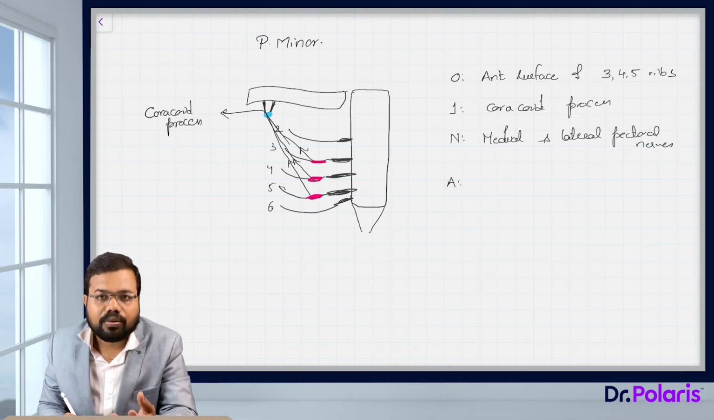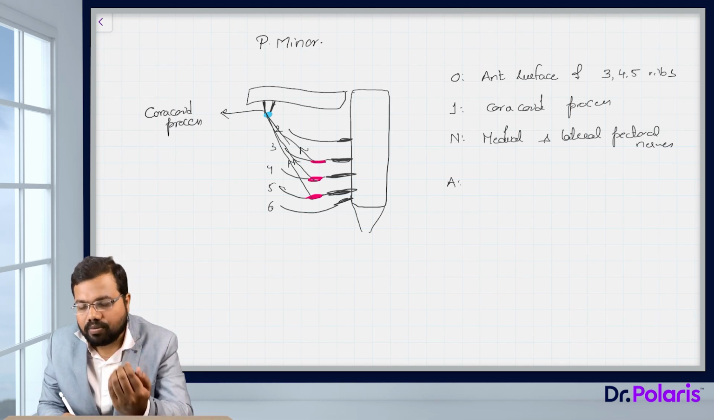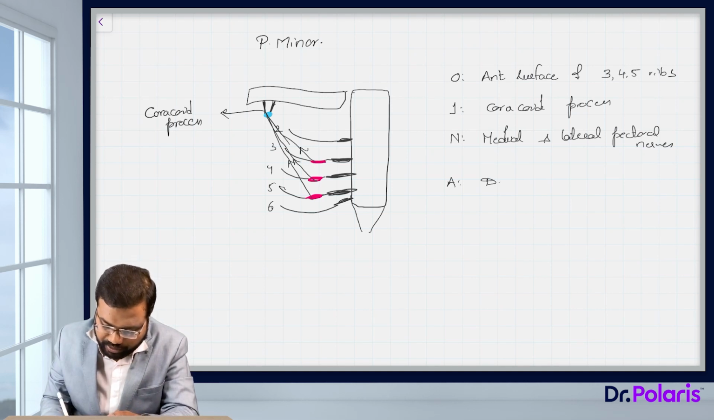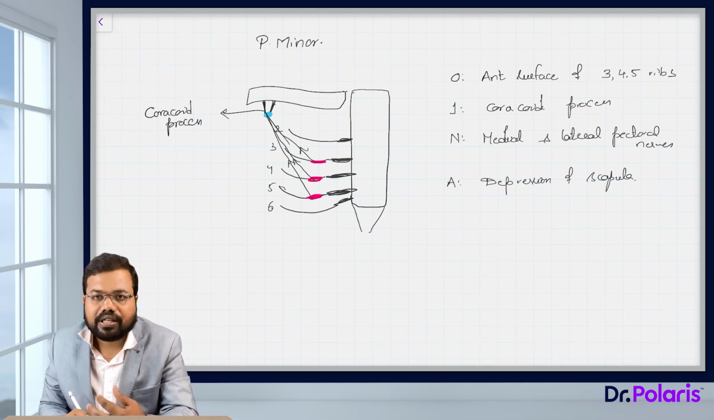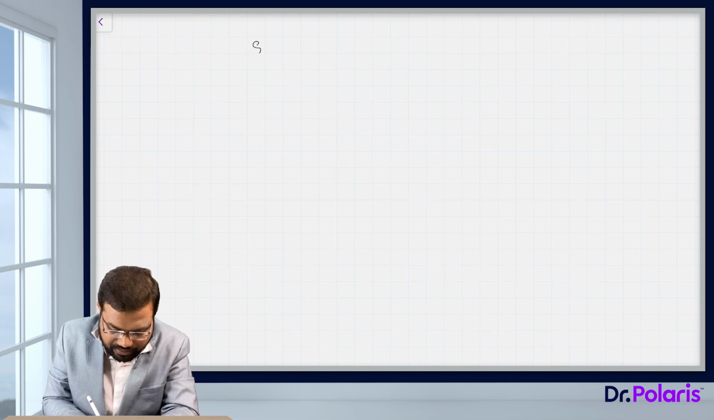The coracoid process is a part of the scapula. So whenever the coracoid process is brought down, the scapula also comes down. That is called depression. So depression of scapula is the action of pectoralis minor. These are the major and minor muscles in the pectoral region. Apart from these, the next muscle is subclavius.